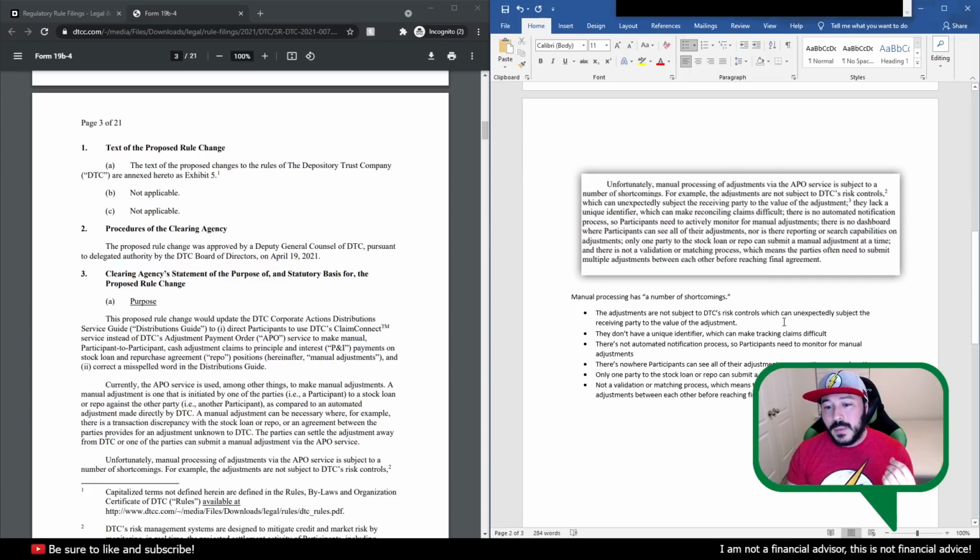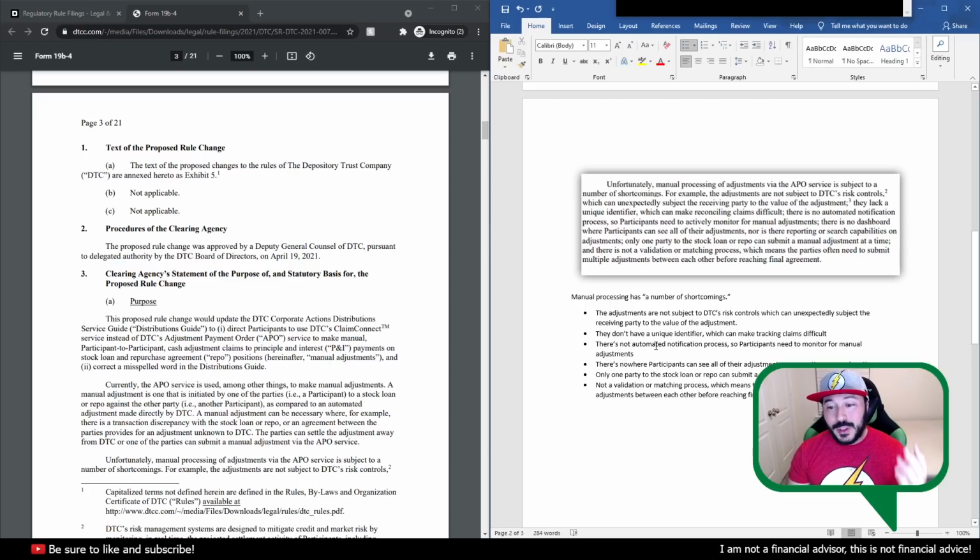Another shortcoming: these claims don't have an identifier, so it's hard to track them. It makes tracking a claim more difficult. There's not an automated notification process, so participants will need to monitor for manual adjustments. There's nowhere for participants to see all of their adjustments. No reporting, no search options, nothing.